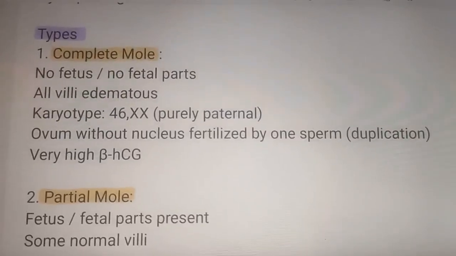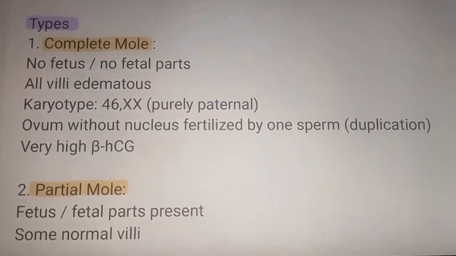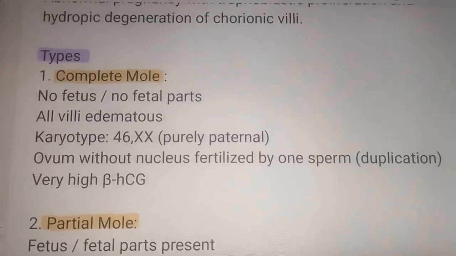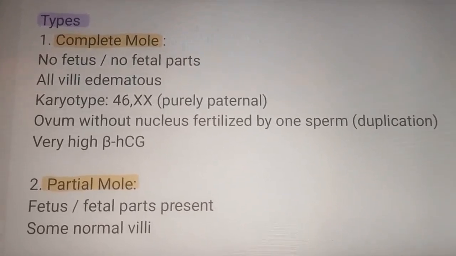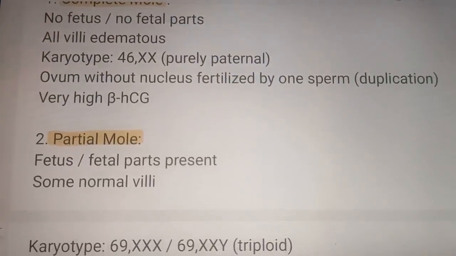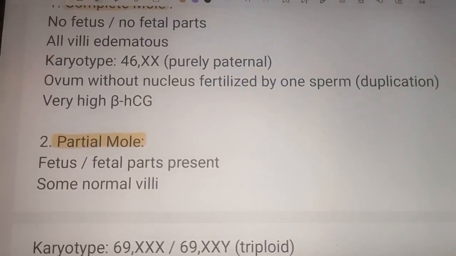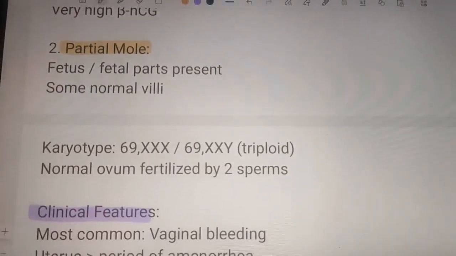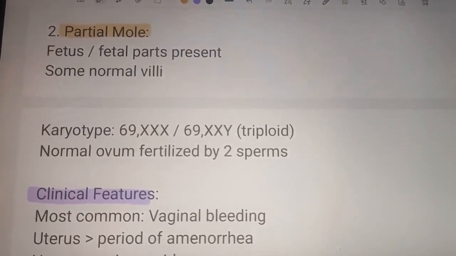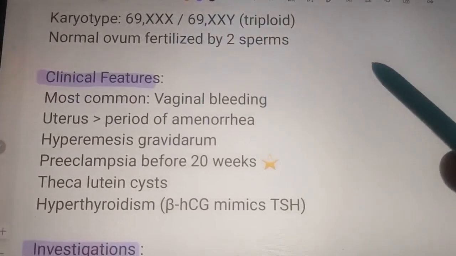So now you understand, complete mole equals no fetal parts and partial mole equals some fetal parts present. In complete mole, all villi are edematous. Karyotype is 46XX. Ovum without nucleus fertilized by one sperm and very high beta HCG. But in partial mole, there are some normal villi. Karyotype is 69XXX and 69XXY, triploid, and normal ovum fertilized by two sperms.